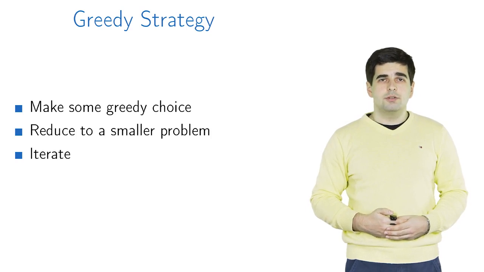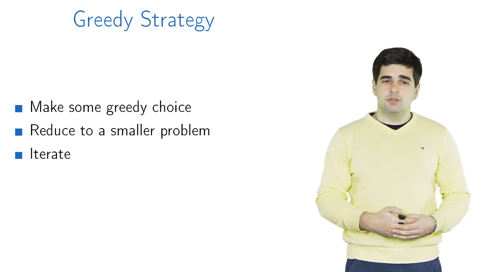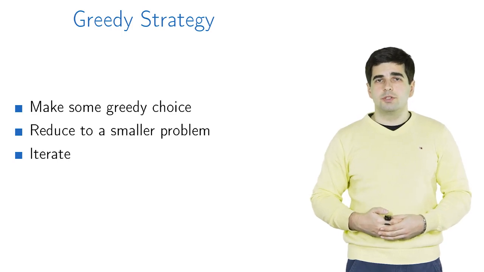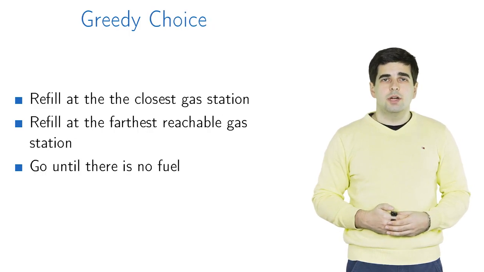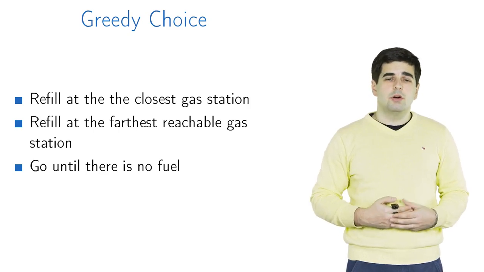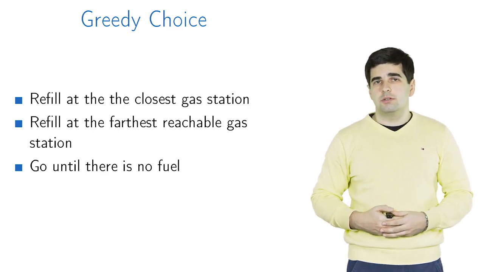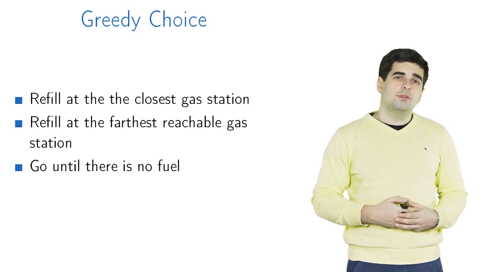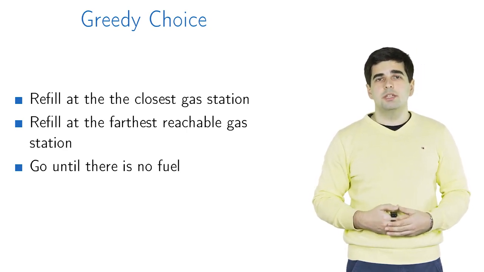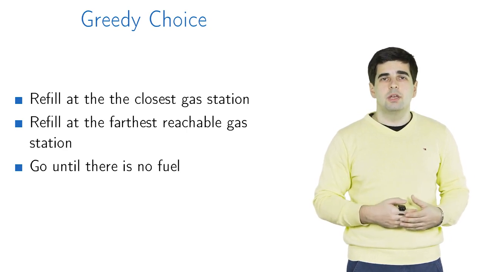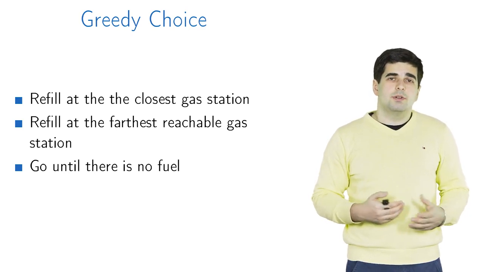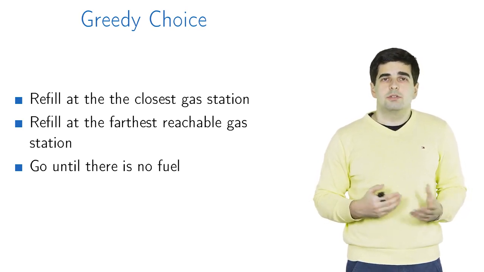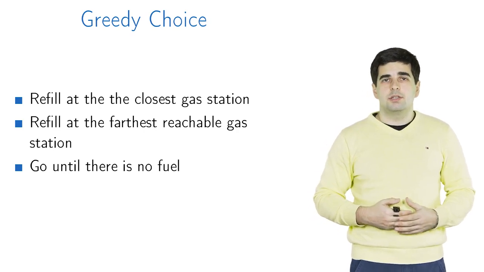And greedy strategy in general is very easy. You first make some greedy choice, then you reduce your problem to a smaller subproblem, and then you iterate until there are no problems left. There are a few different ways to make a greedy choice in this particular problem. For example, you can always refill at the closest gas station to you. Another way is to refill at the farthest reachable gas station, and by reachable I mean that you can get from your current position to this gas station without refills. Another way is, for example, to go until there is no fuel and then just hope that there will be a gas station in the end.